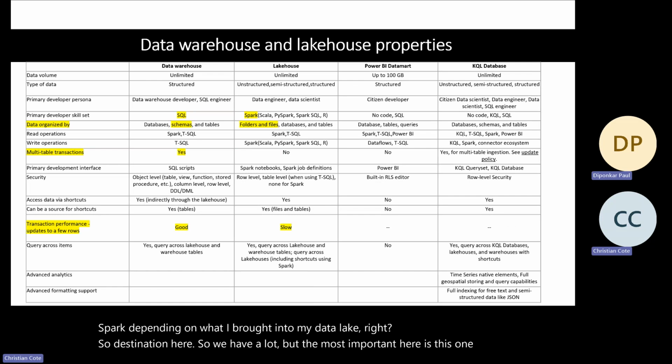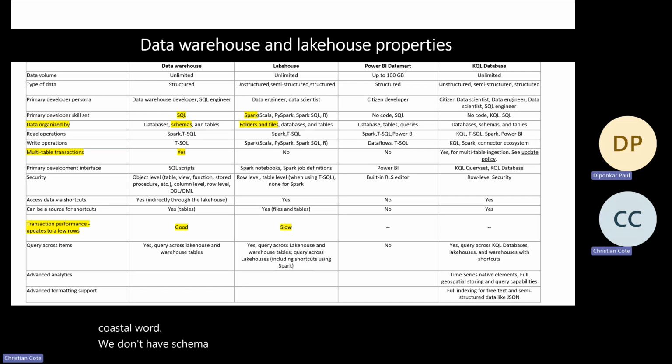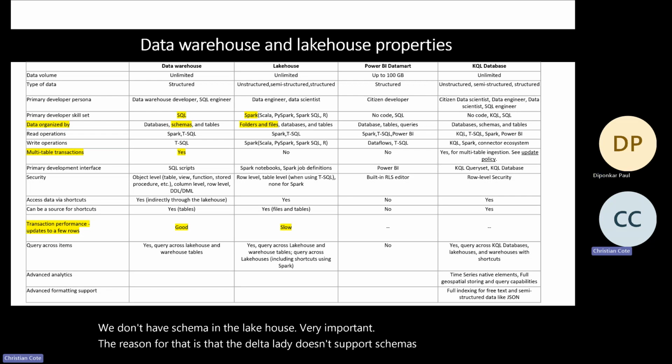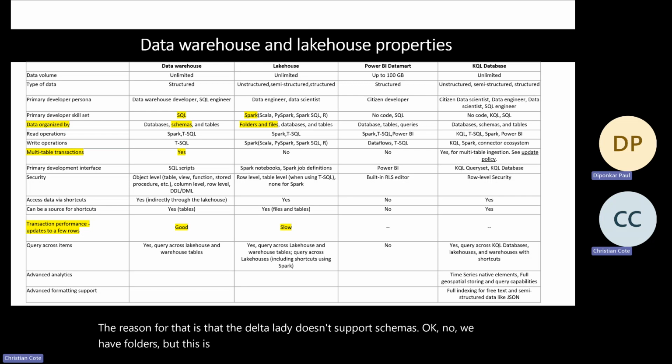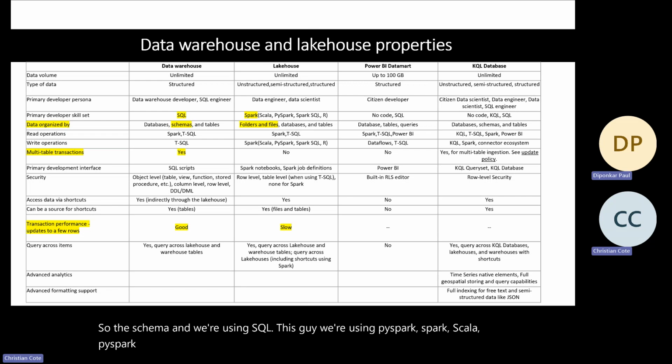I highlighted a few things. Warehouse versus Lakehouse. We don't have schema in a Lakehouse. Very important. The reason for that is that the Delta Lake doesn't support schema. Nor do we have folders, but this is something that Microsoft is working on. So data by schema, we're using SQL. For this one we're using PySpark, Scala, Spark SQL as you saw here.